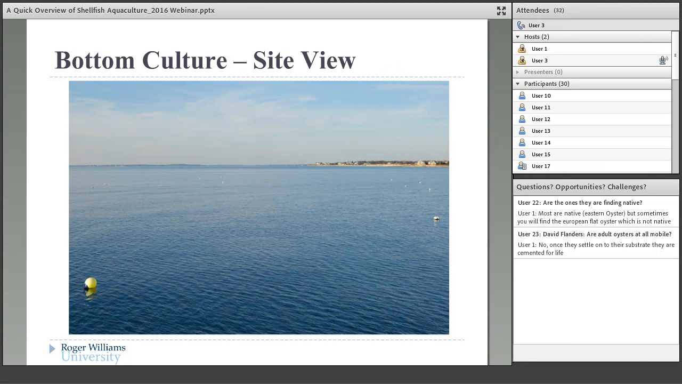Whenever we have bottom culture in effect, this is basically what you see. It's nothing more than a series of buoys at the surface which are marking either trawl lines of cages or boundaries for the licensed area where the oyster farm is in operation.